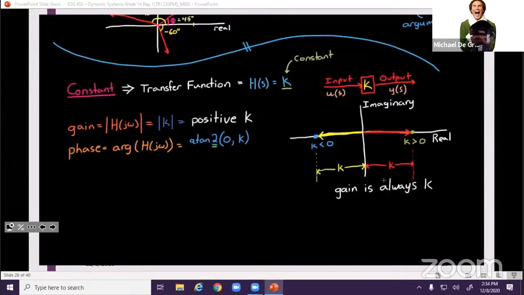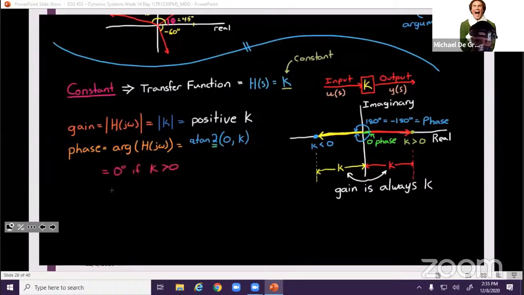And since gain is the distance from the origin, the gain is always k for constants, whether they're positive or negative. Phase, on the other hand, is different. For the first value, a positive k, phase is 0 degrees. But for a negative k, it's 180 degrees off the positive real line. Traditionally, we would just say minus 180 degrees, but they're equivalent.